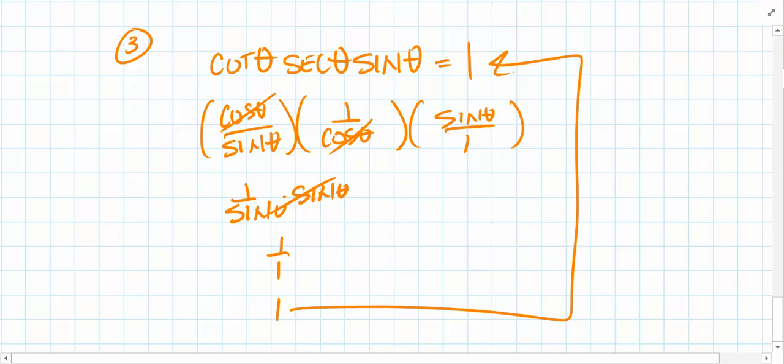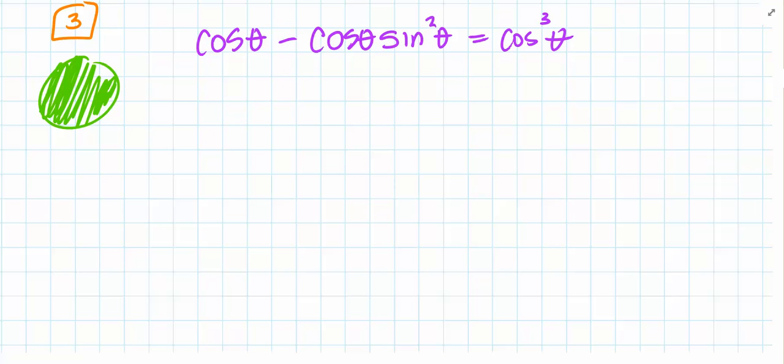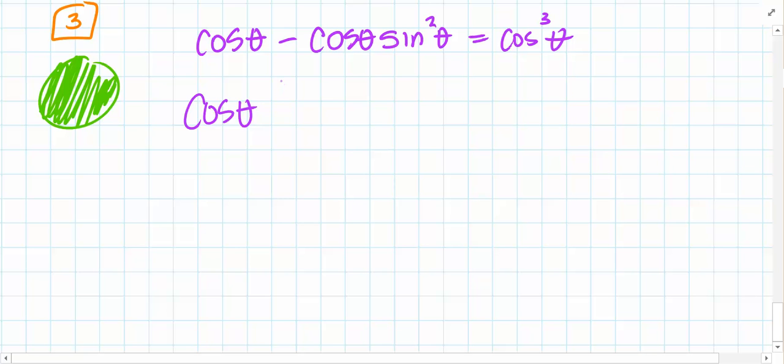So you guys, most people rated this as a bunny slope. Cindy says we could factor out a cosine theta. She's right. Check this out. If I factor out cosine theta, then what am I left with? I'm left with 1 minus sine squared theta.